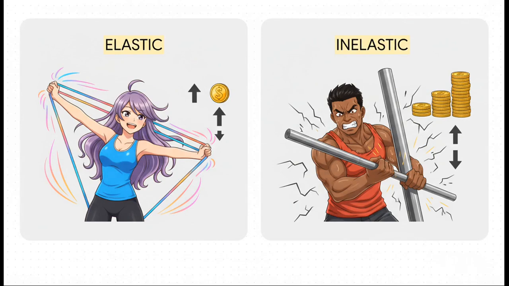Think of some products as having elastic demand. They're like a rubber band, right? A little pull, a small change in price, and our behavior stretches a lot. But then you've got other goods with inelastic demand, and these are like a steel rod. You can yank on that price, make it way higher, and our demand, it just barely budges.